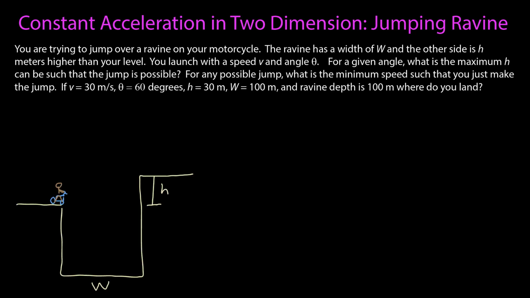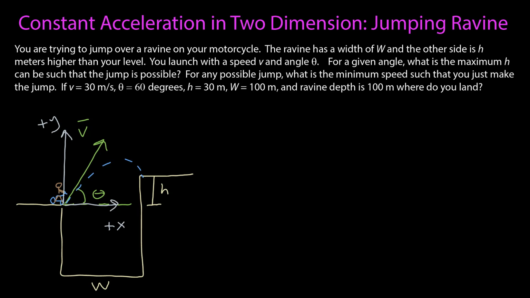All right, let's start with the picture. So I have a ravine of width w. The far side is a height h above where you start. Now you're going to launch with a velocity v at some angle theta relative to the horizontal. So what's going to happen? Hopefully, you'll follow some trajectory which will land you on the other side.